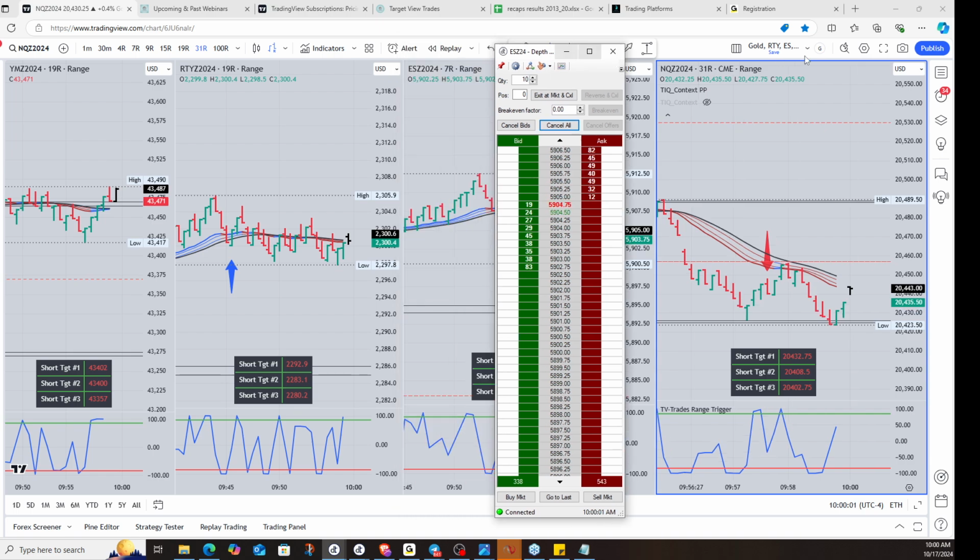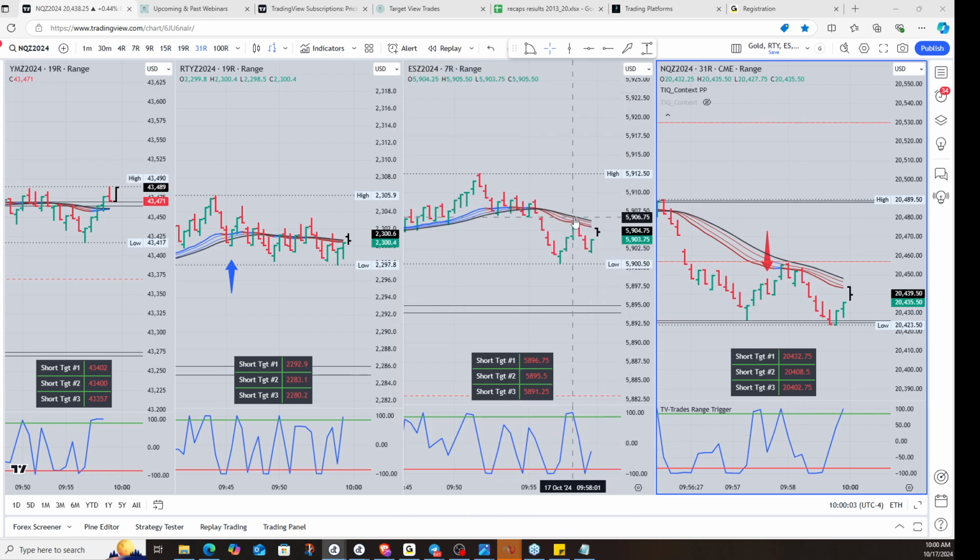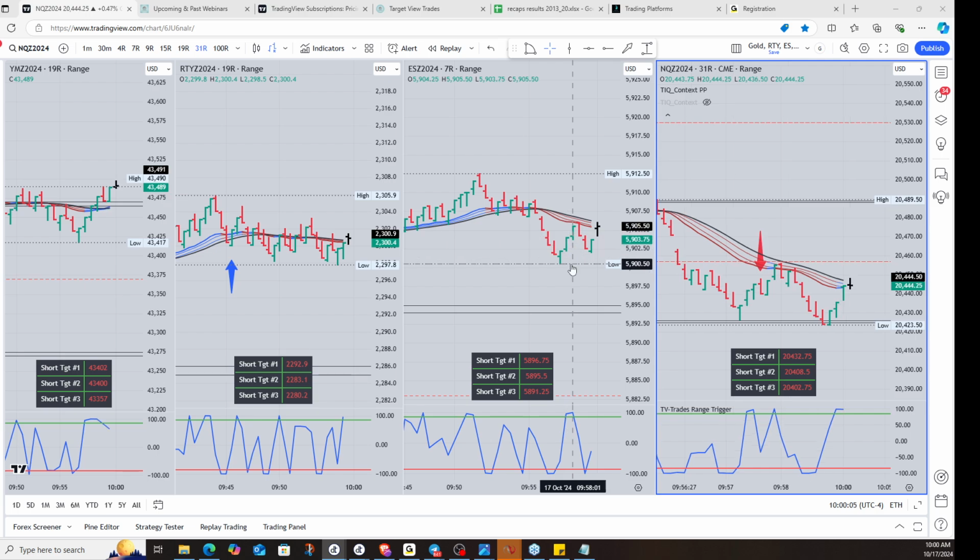But the swing low is down there at 900.5 also. So every time you take a trade, what it should do is get all the way down to the prior swing low.